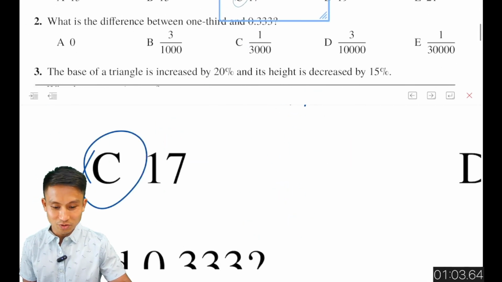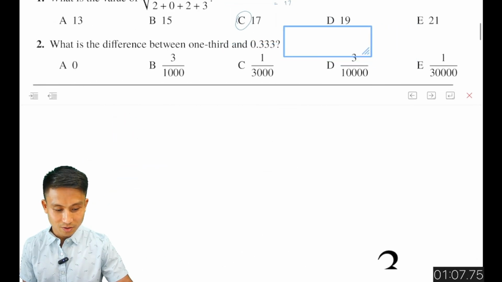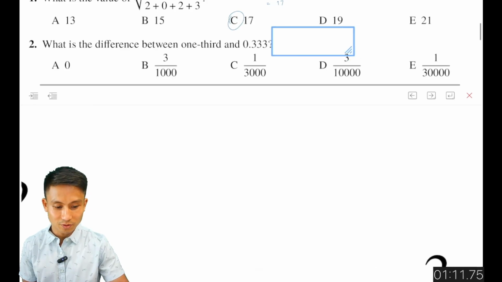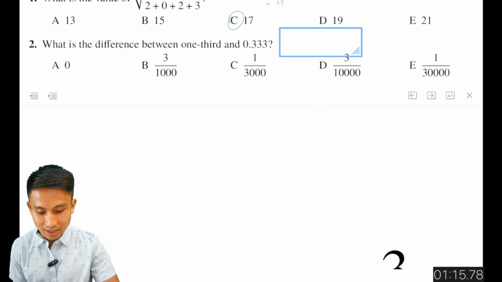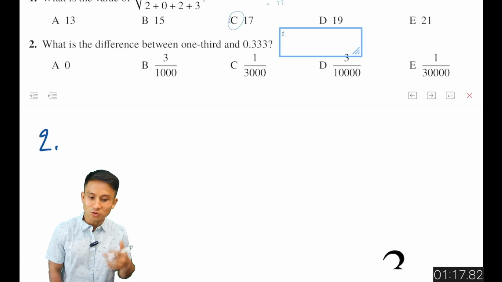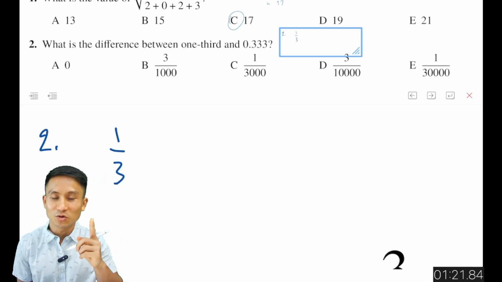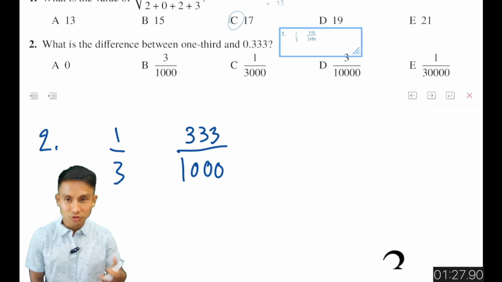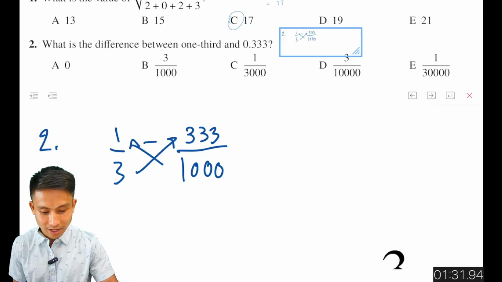That's it for number 1. Okay, so I'm just going to move this down. Okay, number 2. You can see the question, right? What is the difference between 1/3 and that? You need to know that that is going to convert to 333 divided by 1,000, right? So I would just do the fraction here. So I cross multiply and just find the difference.